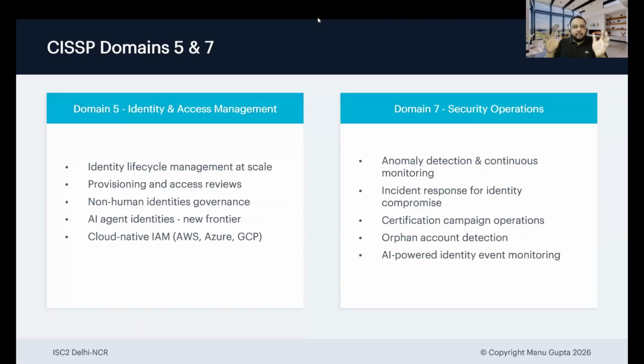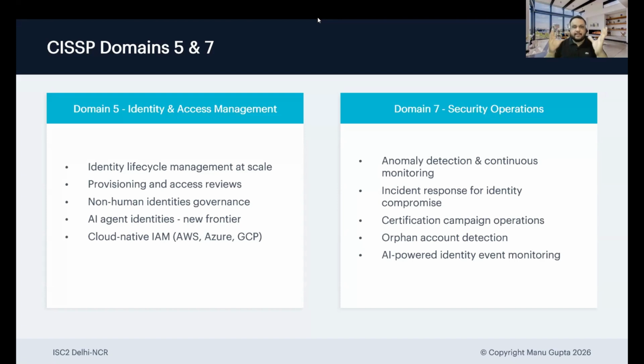Then, domain five, identity and access management. This is obvious, but I'll push beyond the basics. Domain five isn't just about authentication and authorization. It's about identity lifecycle management, provisioning, access review, certifications, governance, all the topics that we covered today. The CISSP curriculum's treatment of IAM needs to evolve to address non-human identities and AI agent identities and cloud native IAM as well. But that's where it should be placed.